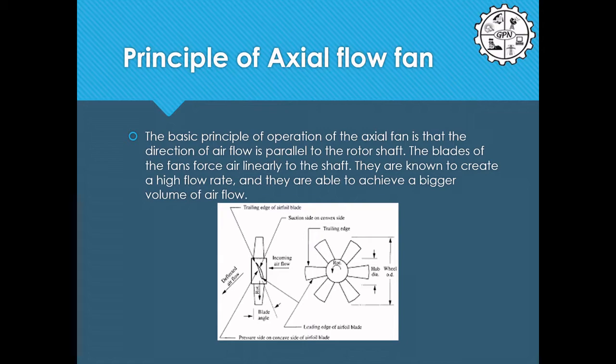Now we will see the principle of axial flow fan. An axial flow fan pushes the air forward in the direction parallel to the axis, that is axially, without changing the direction of air current. The blades of the fans force air linearly to the shaft. Axial flow fan creates a high flow rate and they are able to achieve a bigger volume of airflow.